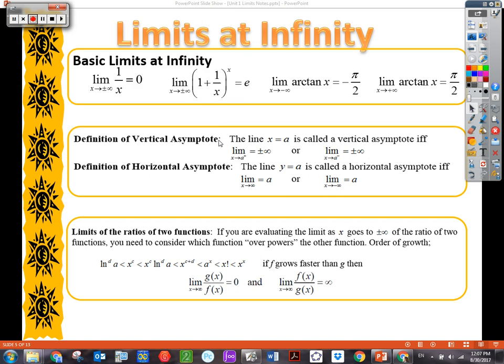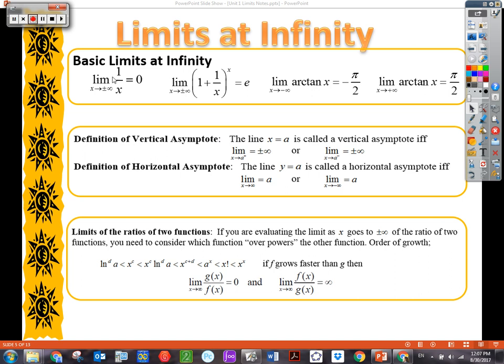All right, let's take a look at today's lesson. Today's lesson is on limits at infinity. We have several concepts that we're going to be going over, which are on this first slide. So let's jump in. First of all, let's look at some basic limits at infinity.